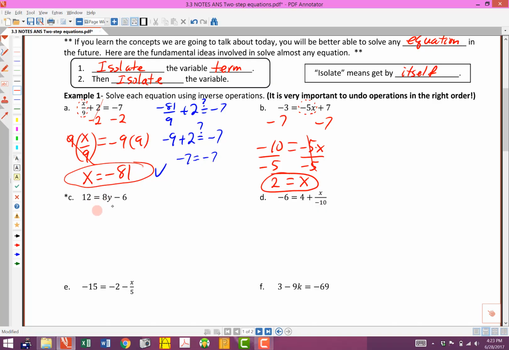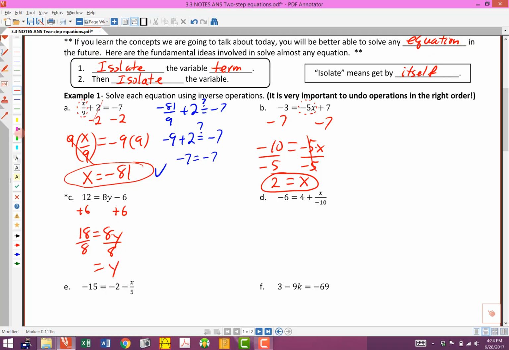So let's take a look at this one right here, the next one. Here's the variable term. So what we need to get rid of is this subtracting 6. So we're going to add 6 to both sides. So if we add 6 to both sides, this is going to give us an 18 over here and an 8y over here. So we got the variable term by itself. Now we're going to get rid of that timesing by 8. So we're going to divide by 8. Now those cancel to be, let's see, 8 divided by 8, yep, that cancels to be a 1y.